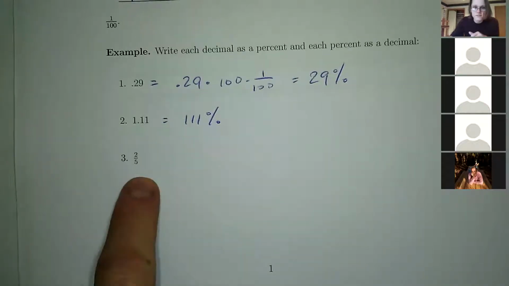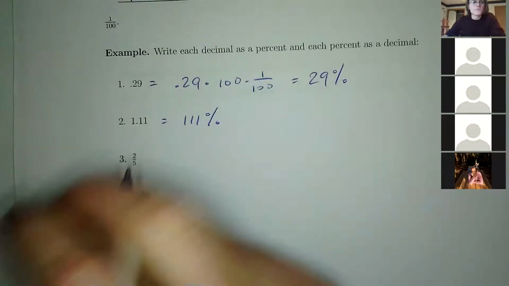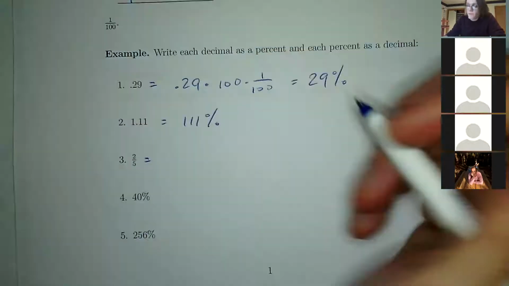2/5. Any ideas what we'll do there? Could you just add zeros onto it and then double it? It'd be 20 over 50, and then it'd be 40 over 100. Oh, you are very clever. Yeah, you can do that. That's a good idea. That didn't occur to me.